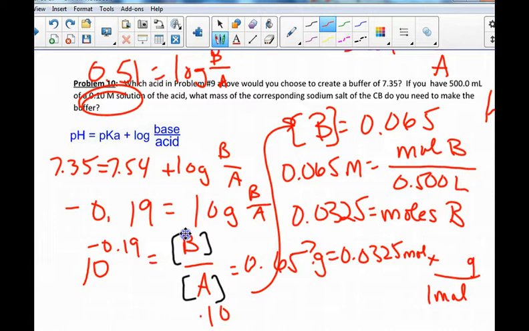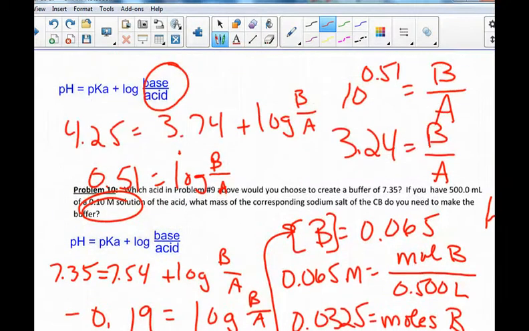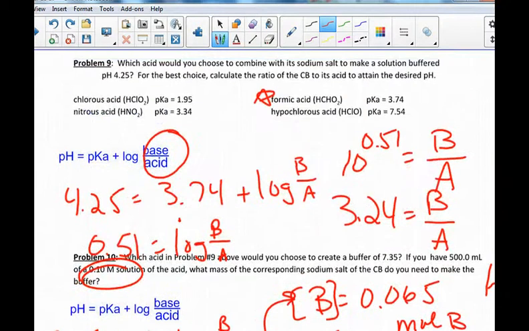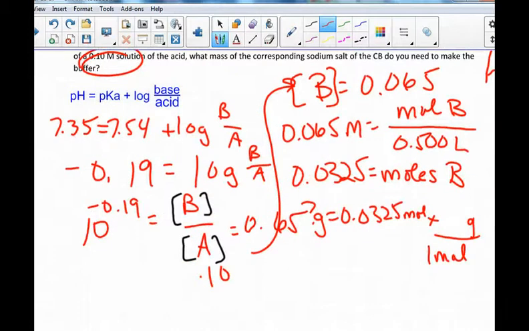So I have a sodium salt. Well, wait. What salt am I using? Let's check this out. I am using hypochlorous acid. I'm using ClO. So if we found the molar mass of NaClO, I can plug that in. Why don't you do that while I do that? So pause this and finish off the problem.